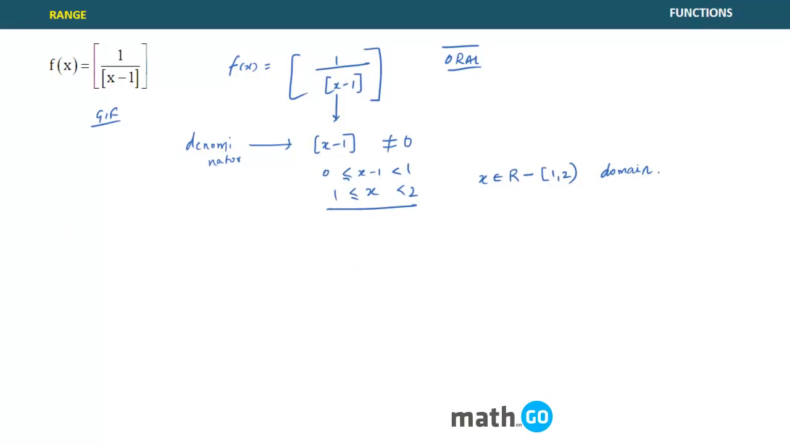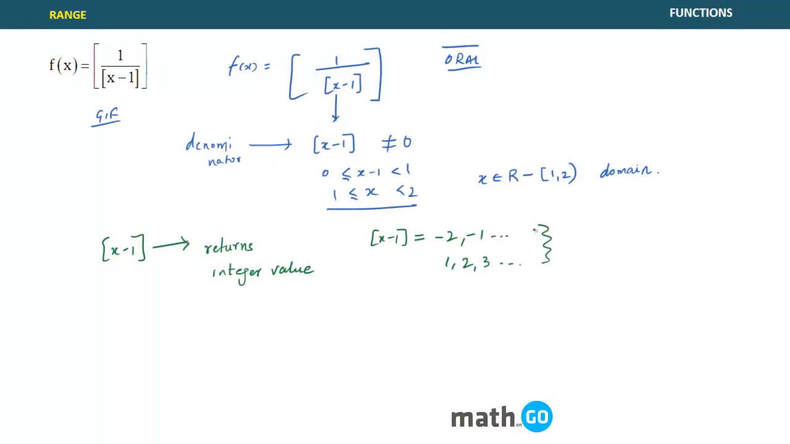Now let us see the oral part of it, how you find the range. So you have here x minus 1 inside the GIF. What does the GIF do? It returns integer values. Whatever this value will take, it will return an integer value. So for example, it will not return 0, but it will return something like, let's say, -2, -1 on the negative side. On the positive side, it will return 1, 2, 3 and so on, right? All these types of values it could return.